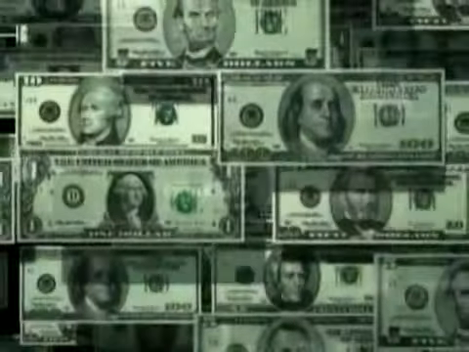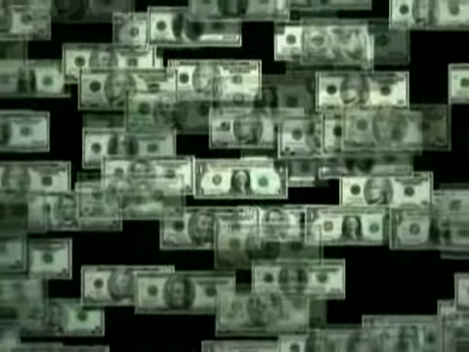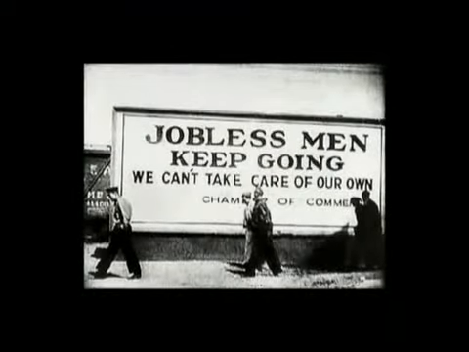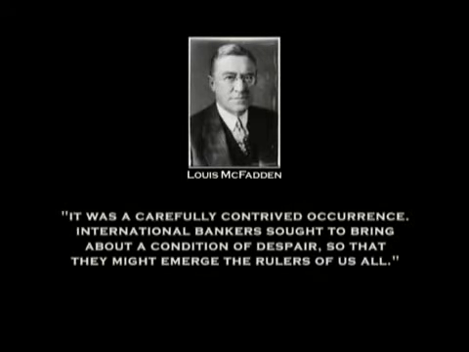But it didn't stop there. Rather than expanding the money supply in order to recover from this economic collapse, the Fed actually contracted it, fueling one of the largest depressions in history. Once again outraged, Congressman Louis McFadden, a longtime opponent of the banking cartels, began bringing impeachment proceedings against the Federal Reserve Board, saying of the crash and depression, "It was a carefully contrived occurrence. International bankers sought to bring about a condition of despair so that they might emerge the rulers of us all."